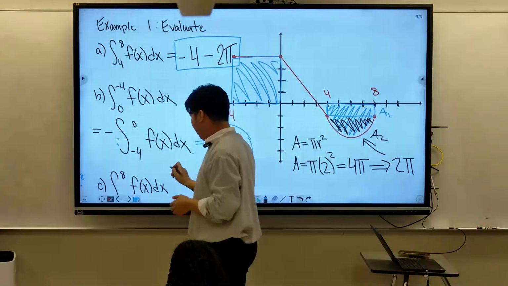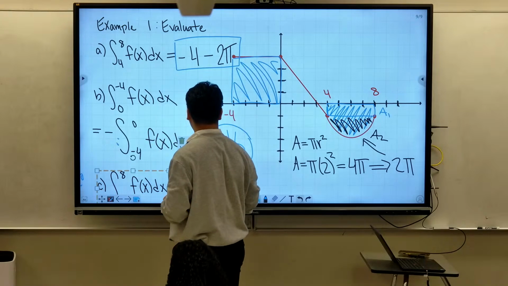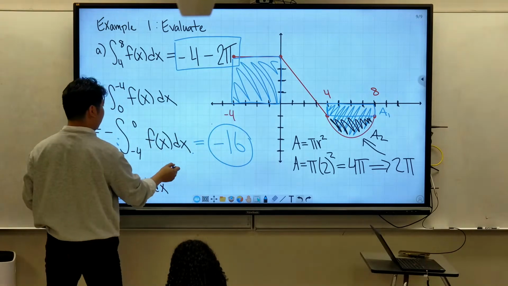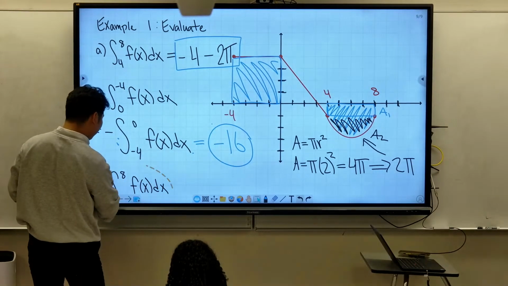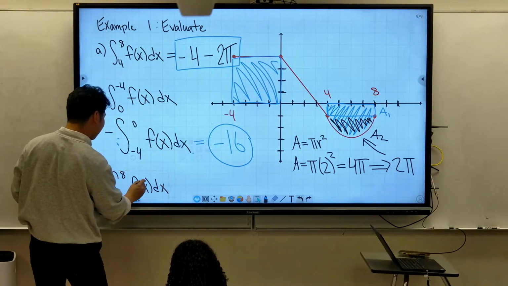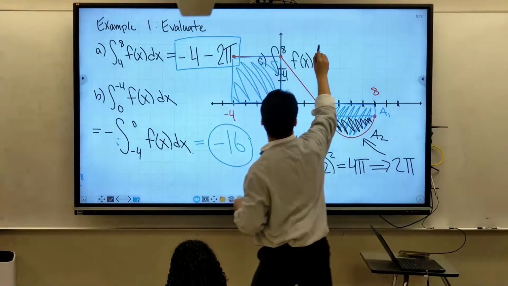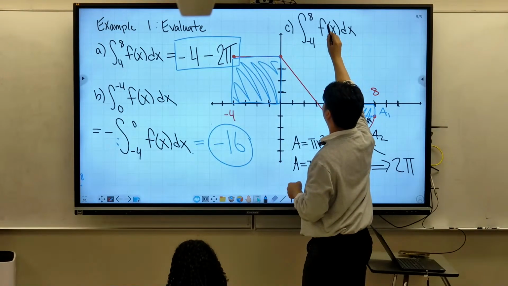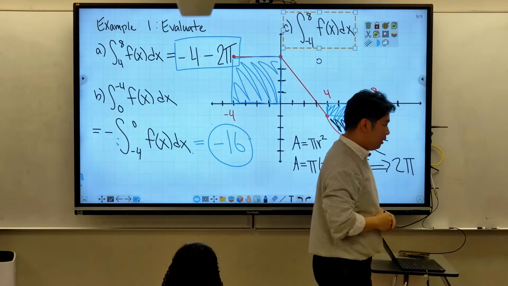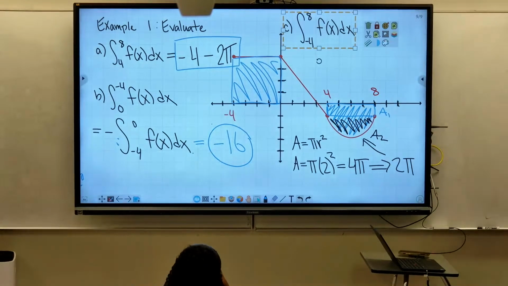All right, and then I have this last one. I'm going to move it into the top right corner so that I don't have to erase anything in case anyone is still copying. C, the integral from -4 to 8. First off, is that in the proper order, the smaller number on the bottom, bigger number on top? Yeah, for sure.